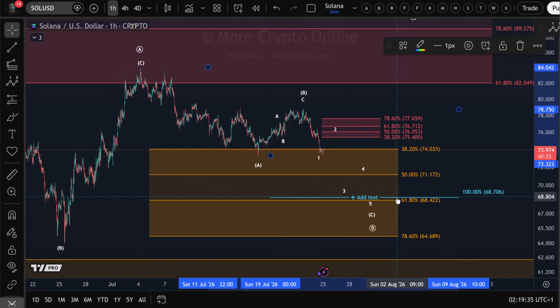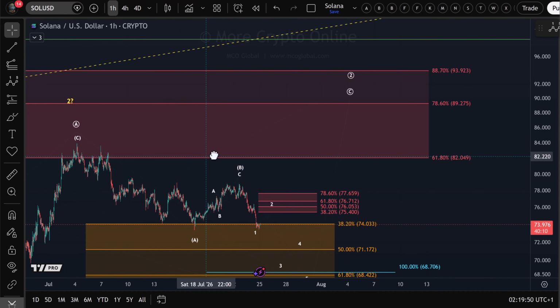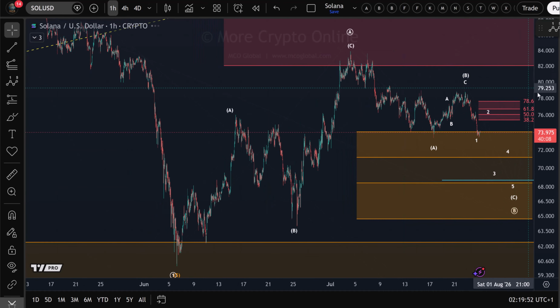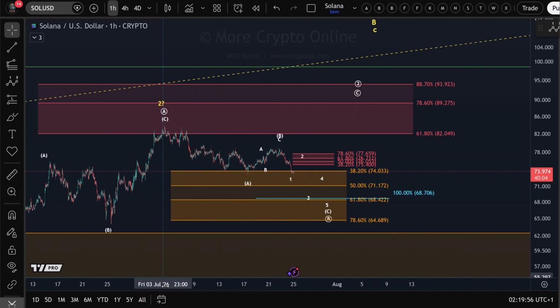So overall, I do not see any evidence that a major low has formed on the Solana chart. That's very important to understand. However, any impulsive upside reversal from here could indicate that we are going to visit the upper resistance area first. A lot more would be needed to confirm that really a meaningful low is in. Yeah, that's the update on Solana.